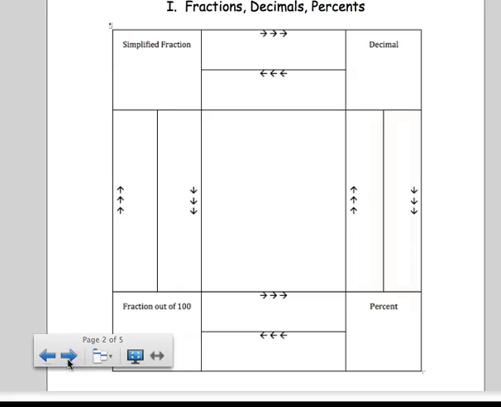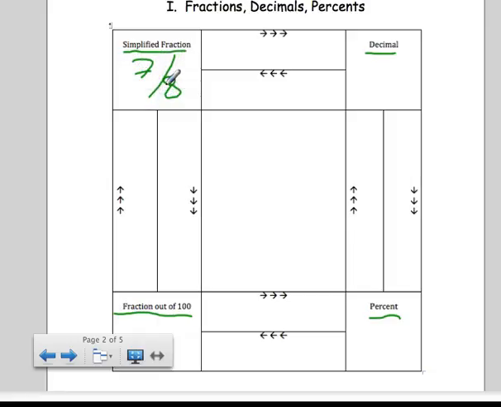In order to reteach this, I'm going to basically use a graphic organizer that we used in class before to think about how we go from a simplified fraction to a decimal and backwards, to a percent and back, and to a fraction out of 100 and back. I'm going to start with a more complicated fraction than you're going to try next, which would be 7/8.